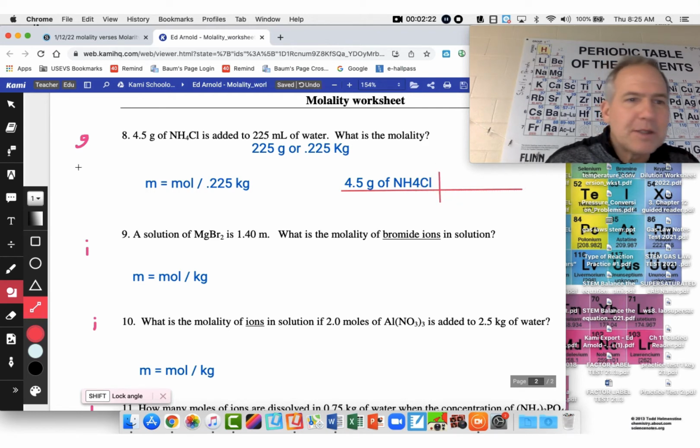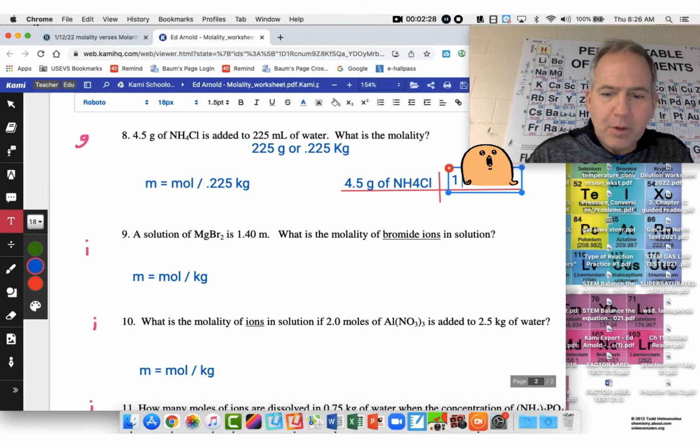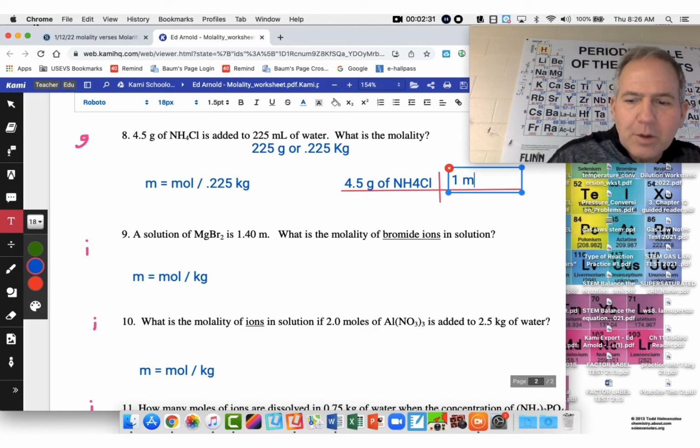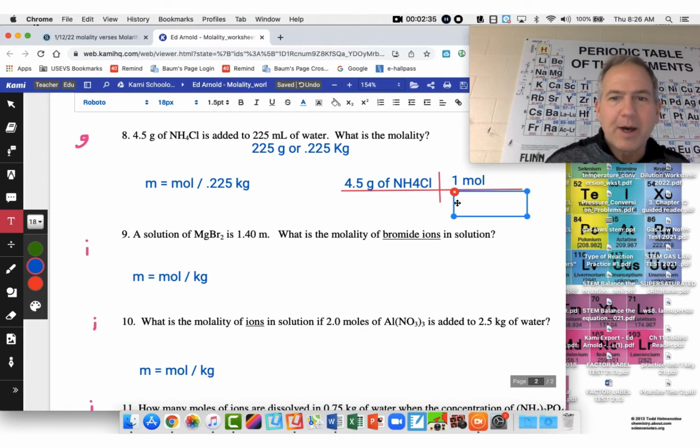Remember, we're trying to figure out moles, and when you use moles, we're trying to make it moles. So we're going to put 1 mole, because it's always 1 mole on top, and on the bottom, grams, it's going to be the mass of that thing. So here's where my calculator needs to come into play.